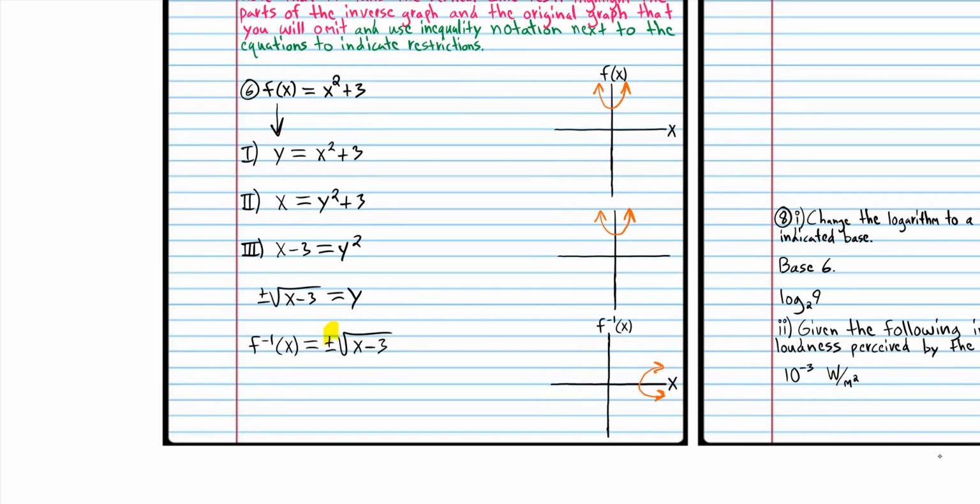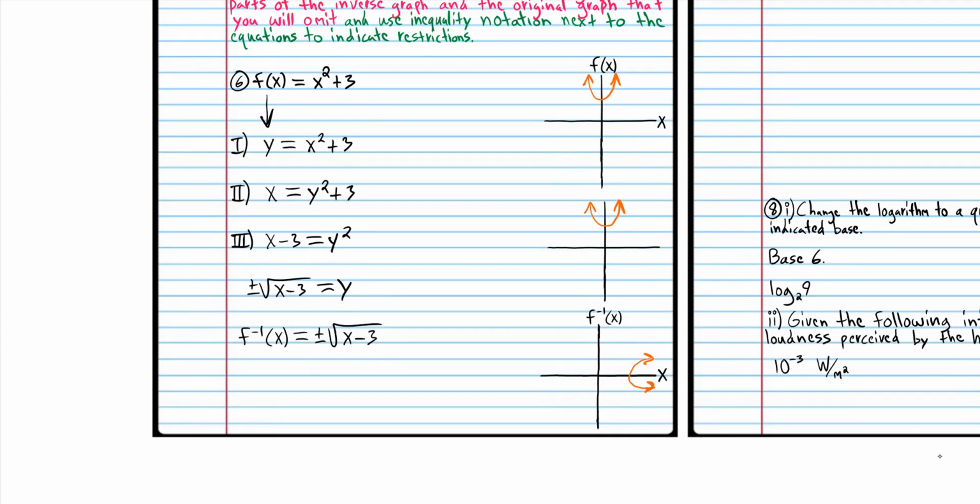So now you see this positive sign here? That's the upper part of the graph. You see the negative sign here? That's the lower part of the graph. You can't have both halves of the graph and call it a function. So what I'm going to do is I'm going to omit the bottom part. Now you can omit the top part if you want. You can omit whatever part you want. But I'm just going to do the bottom part there.